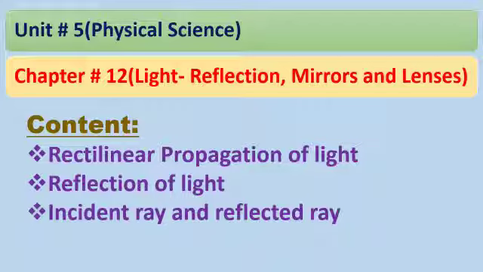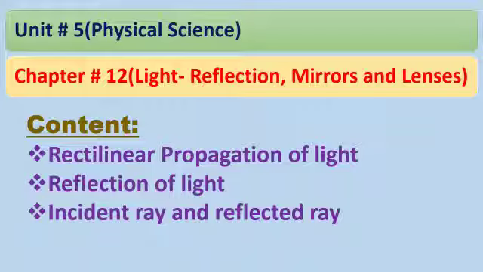After that, we discussed the reflection of light. What is reflection? The bouncing back of light from any smooth shiny surface or reflecting surface is called reflection of light, and reflection must be shown on a smooth shiny surface like water, mirror, glass, etc.